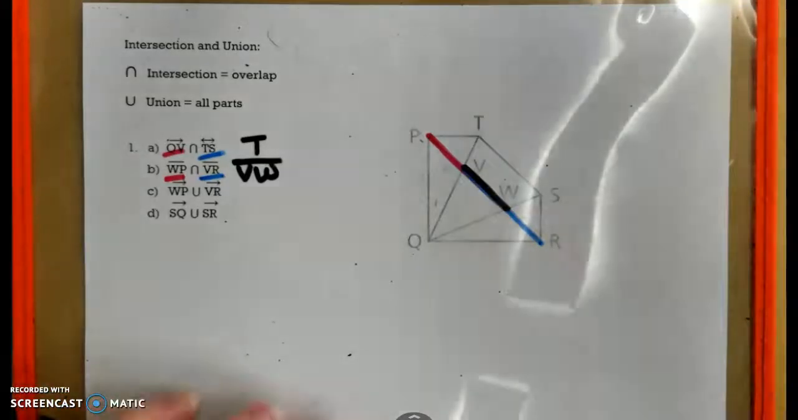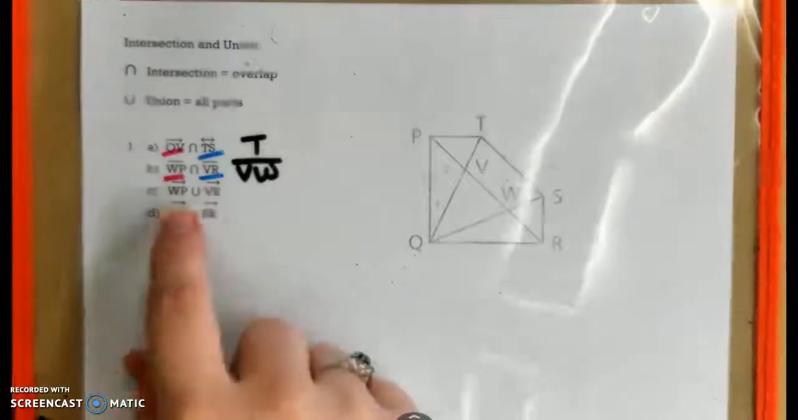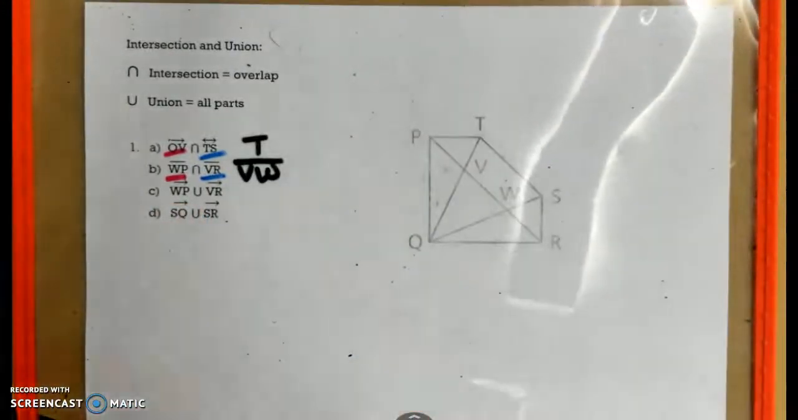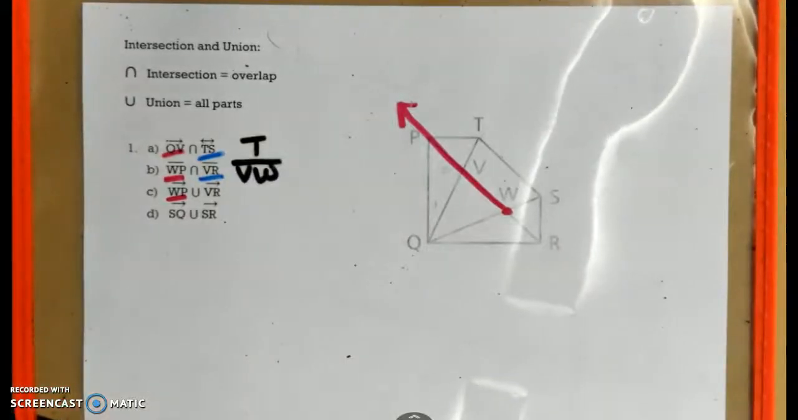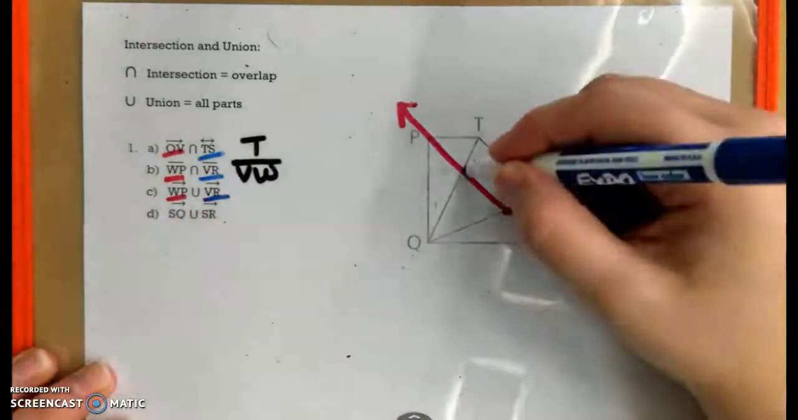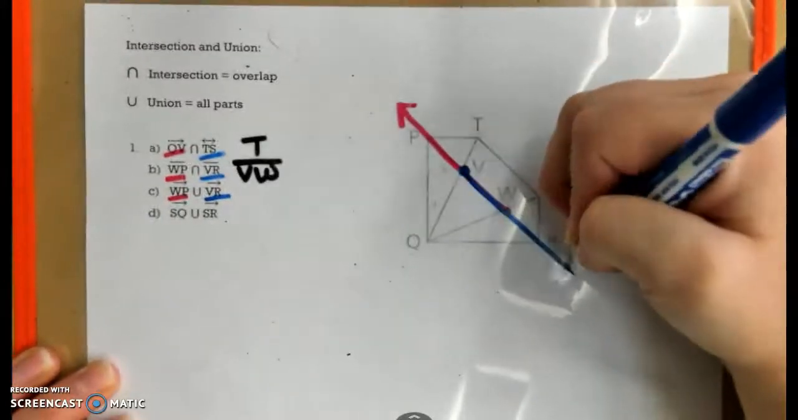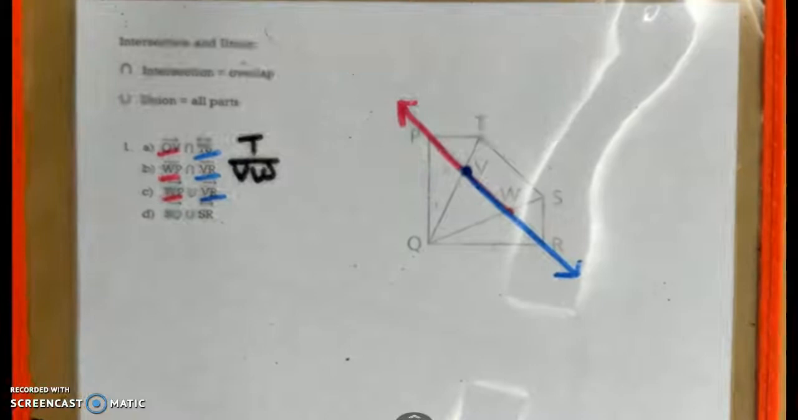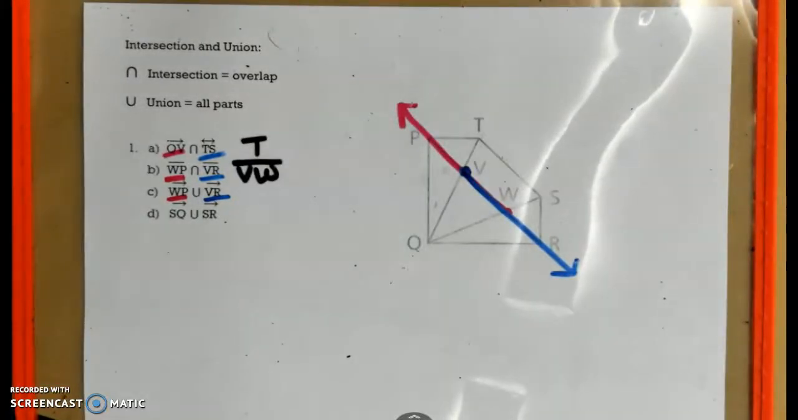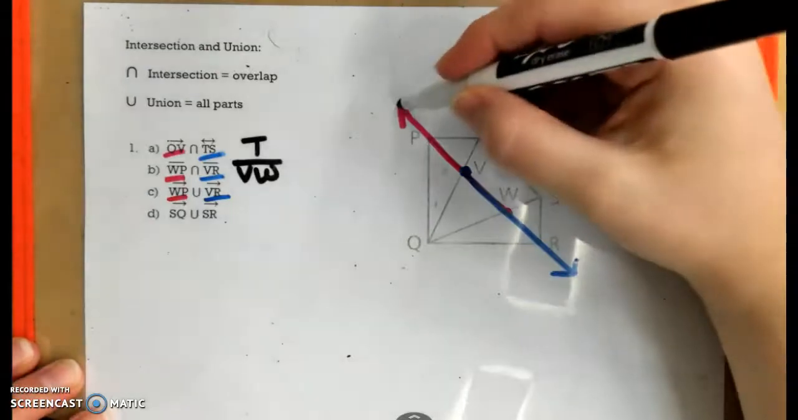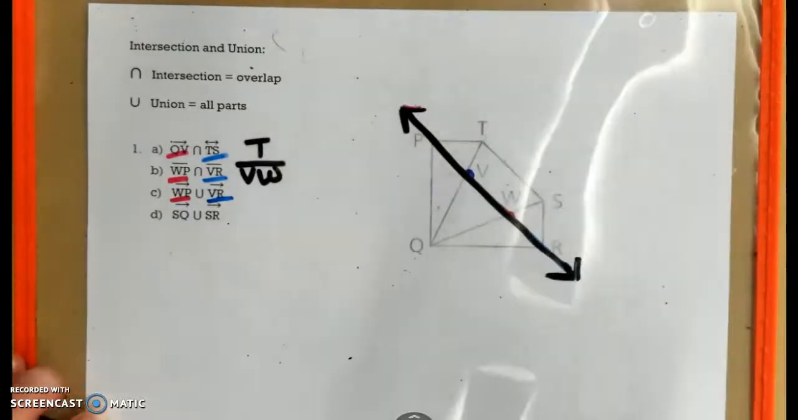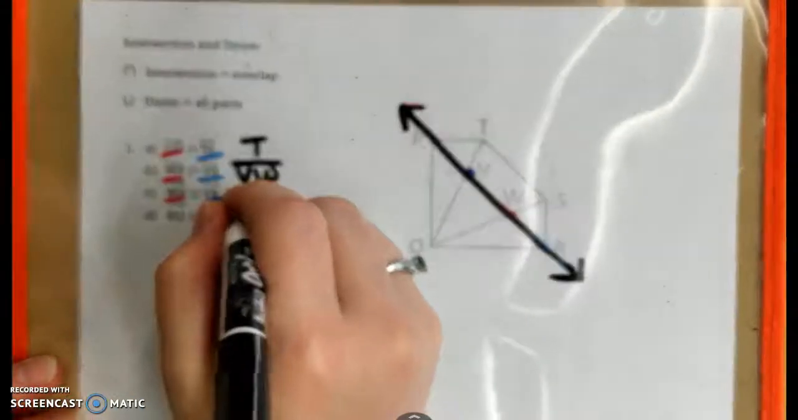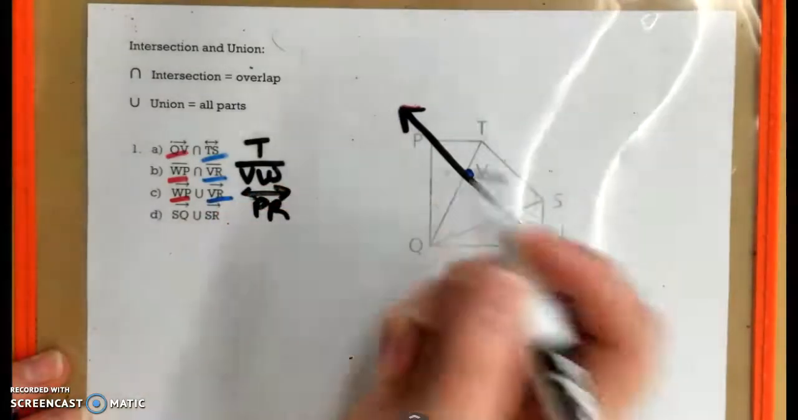Okay. Moving on to part C, we are looking for now a union for ray WP. And remember, it starts at a point and goes off to infinity. So ray WP and ray VR. And so a union, we're looking at all the parts that these two rays encompass. And so that's going to be this entire line from P to R, the entire line, because it's going off to infinity in both directions. This is going to be line PR.